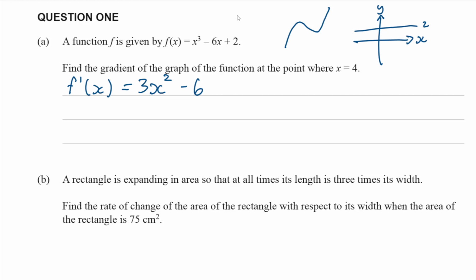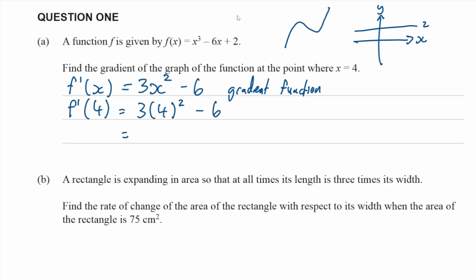Now, rereading the question, it's asking us to find the gradient at a specific x value. So what we need to do is use that x value in our gradient function to find the gradient at that x value. So substituting in 4 for x, we get 3 times 4 squared minus 6. What's that? 4 squared is 16, times 3. What's that? 48. 48 minus 6 is 42. So the gradient of f of x at x equals 4 is 42.